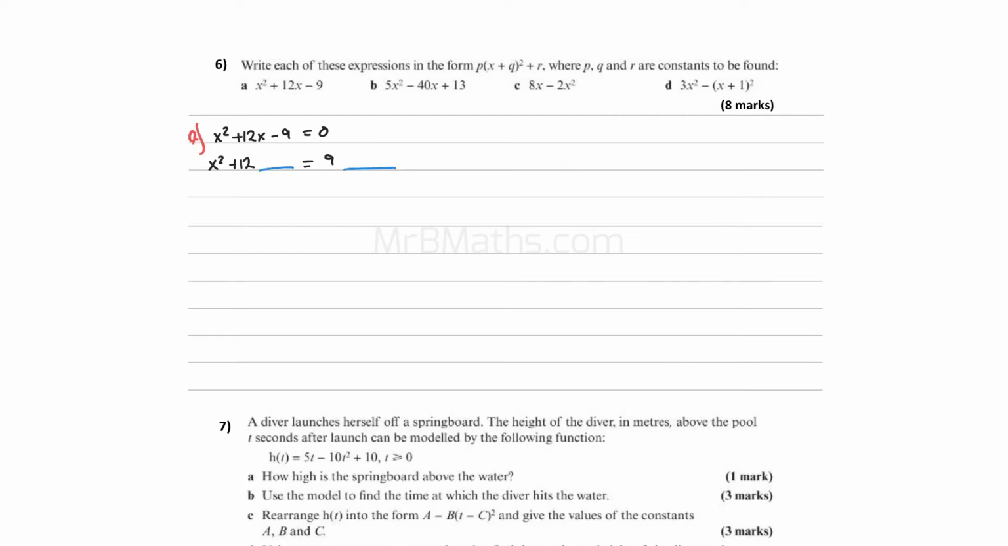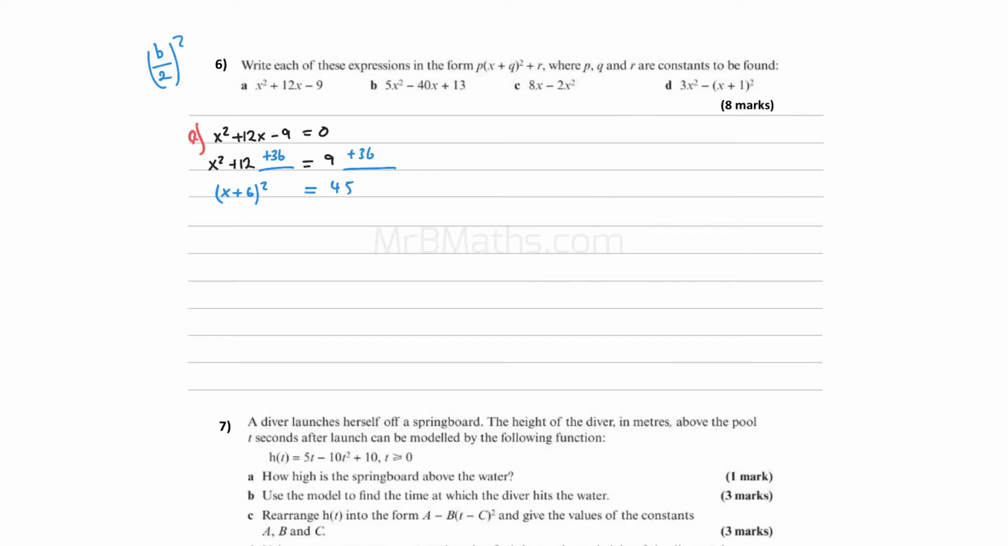Now if you remember, the magic number is b over 2 squared. So b being 12, 12 divided by 2 would give us 6, and 6 squared would give us 36. So we'd add 36 to both sides. Now here we've got our perfect square, so we can factorise it. So this would become x plus b over 2, which would be 6 squared, equals 45.